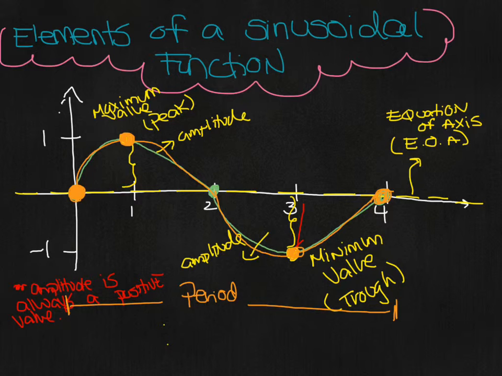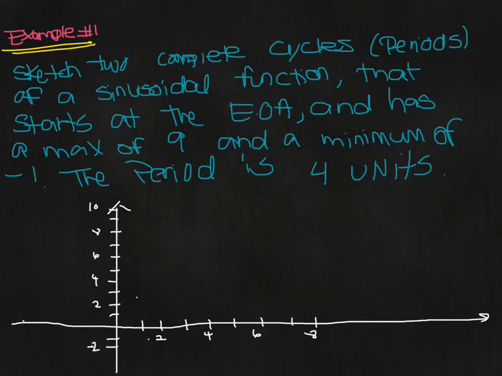All right, so now we're going to move on to an example here. In this example, it asks us to sketch 2 complete cycles, or periods, of a sinusoidal function that starts at the equation of axes and has a maximum of 9 and a minimum of -1. The period is 4 units.